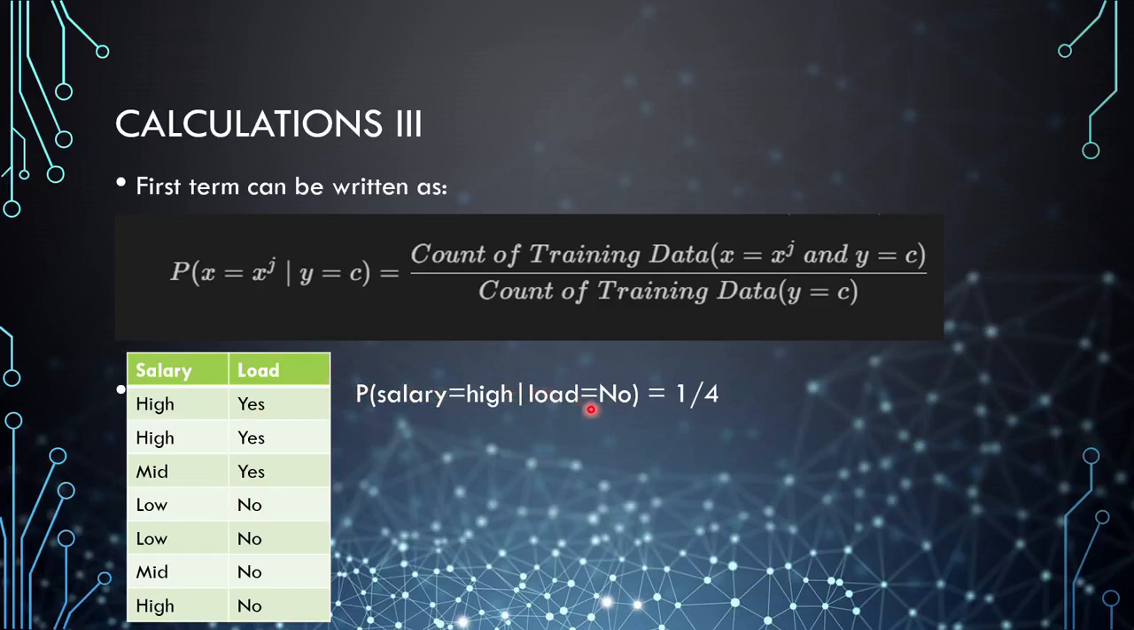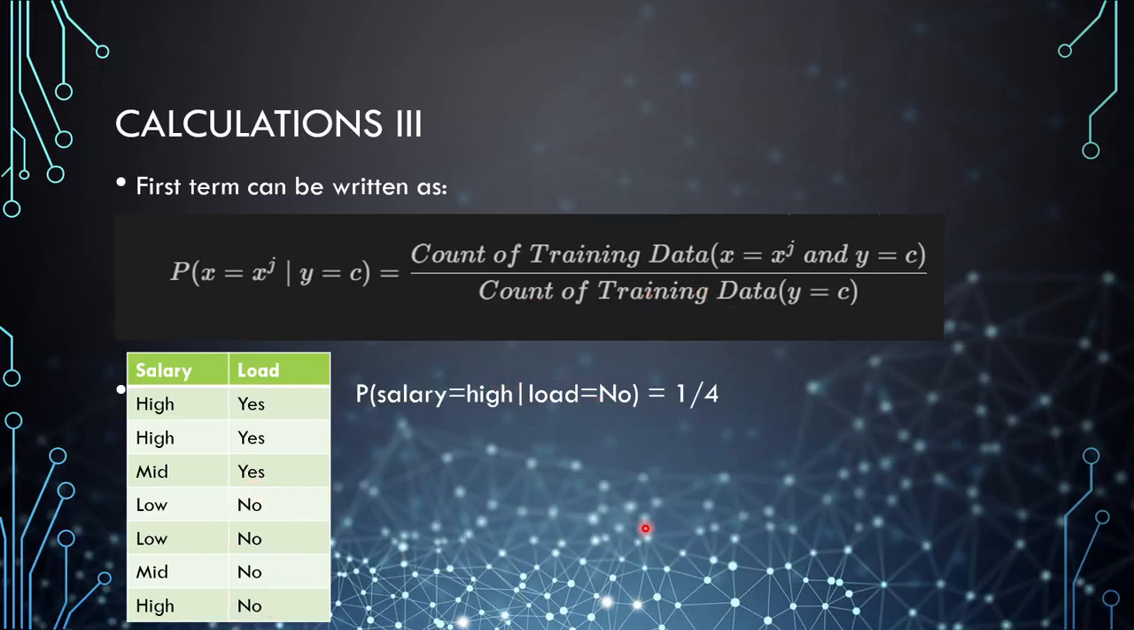You will say count. So this is a similar thing, right? You will say the count of the training data, this and this. So first you will say what is the count that salary is high and load is no. You see load is no as well as salary high. There is only one count, that is the last row. That's the count of the training data. The entire numerator becomes 1, and the count of the training data y equals to c, load equals to no. There are only 4 observations, so 1 by 4 probability. So that's also quite simple.